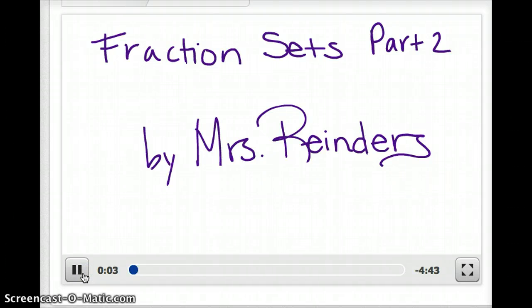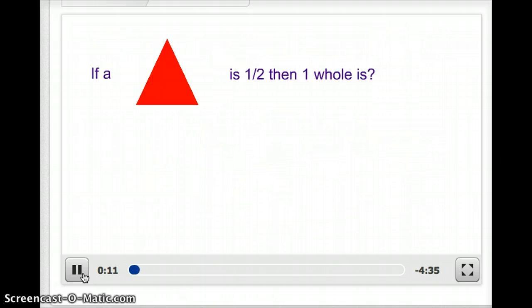We'll be talking about fraction sets once again. This time we're given a set of numbers, and that number is a fraction of a bigger piece. So let's take a look.